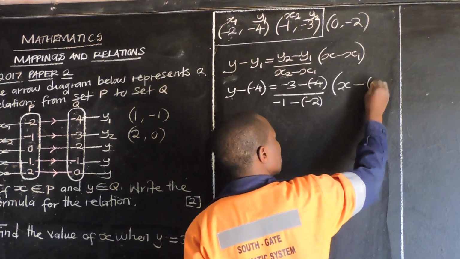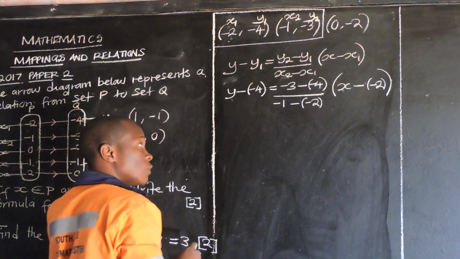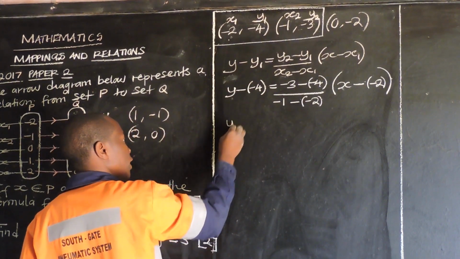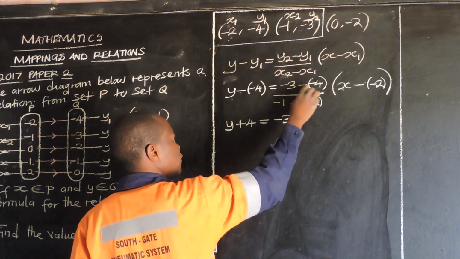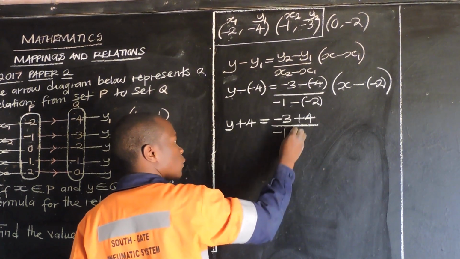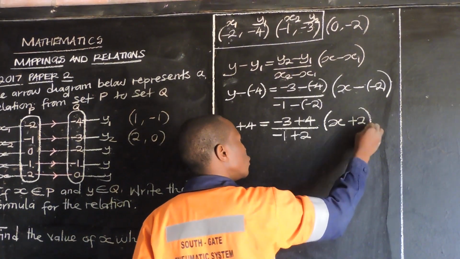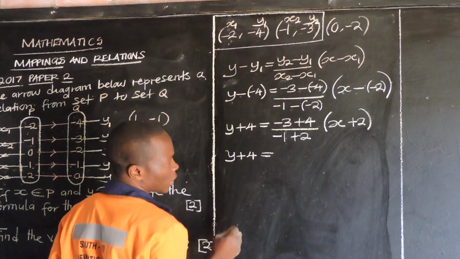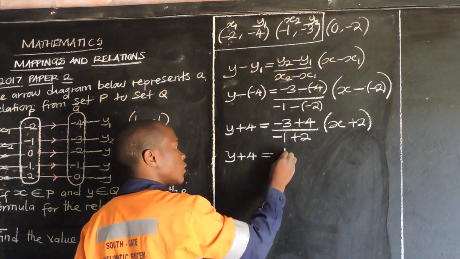Then what is our X1? -2. So be very, very careful where negatives are concerned. People usually make mistakes pertaining to negatives. So be very, very careful. So Y, negative times negative, get +4 is equal to -3 plus 4, negative times negative, get +4, over -1, negative times negative is +2, open brackets X, negative times negative is +2. We move on and say Y plus 4 is equal to, now this one, -3 plus 4, we get +1.